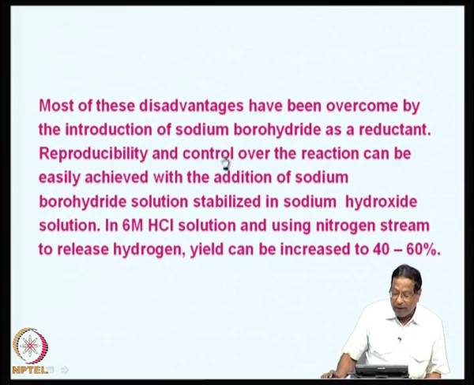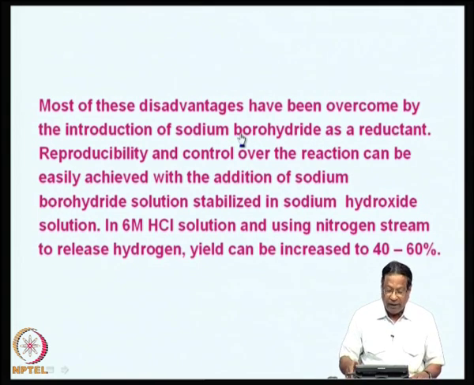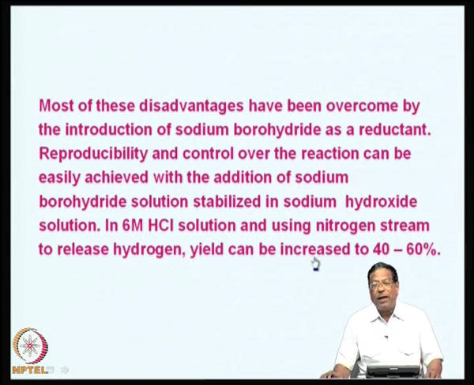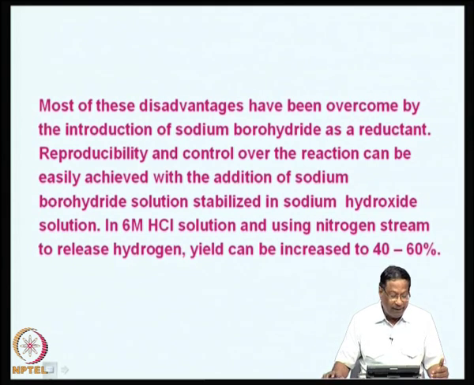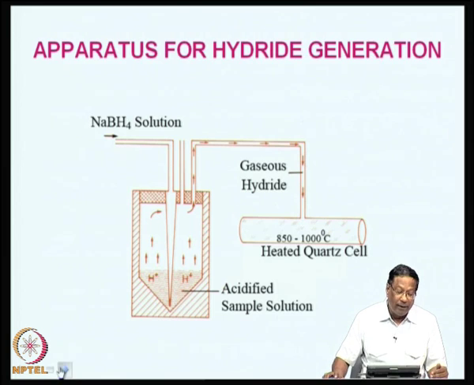This is a very significant advance in the generation of hydride, because this reaction afforded reproducibility and control over the reaction, and sodium borohydride solution could be stabilized in sodium hydroxide solution also. So, in 6 molar HCl solution, you just pass a nitrogen stream to release hydrogen, and the yield can be increased to 40 to 60% compared to only 8% with metal acid reactions.